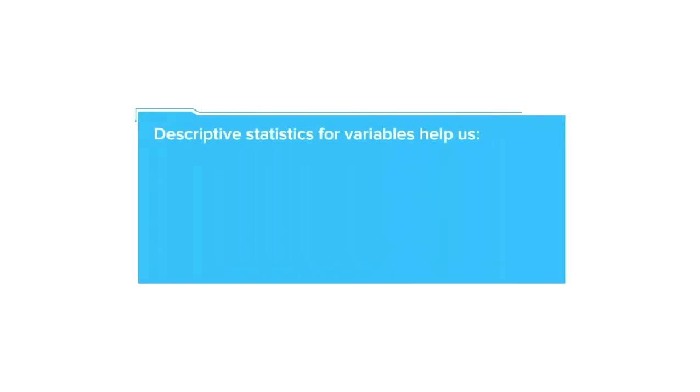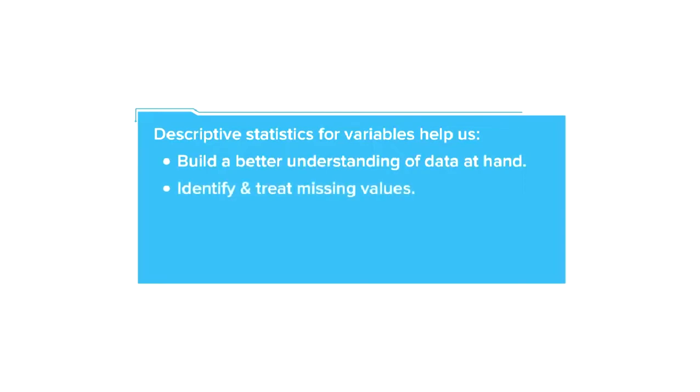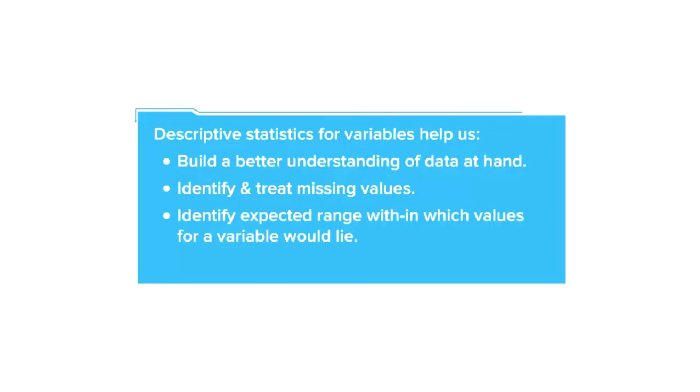The reason we want to look at descriptive statistics for variables is to help us build a better understanding of the data at hand. Looking at statistics, we can understand how many values are missing in the dataset for a given variable, and we understand that we have to treat them before performing any analysis on it. Looking at minimum and maximum value can help us identify the range within which values of a given variable would lie. It also helps us identify any anomalies or outliers in the data.